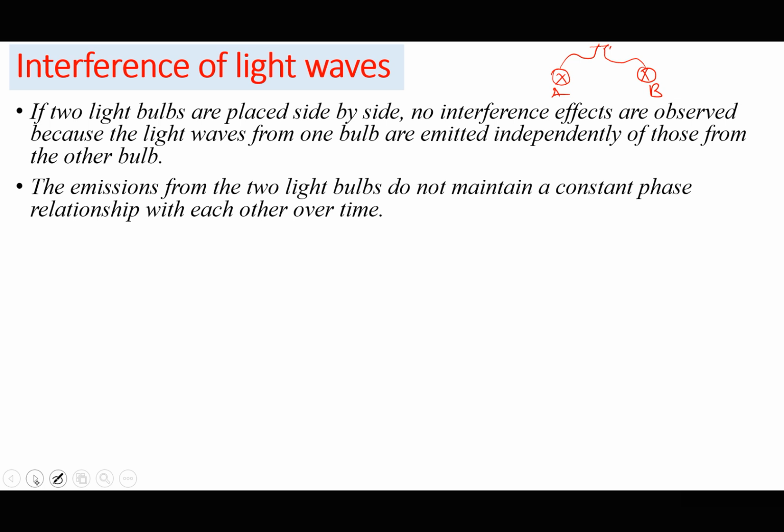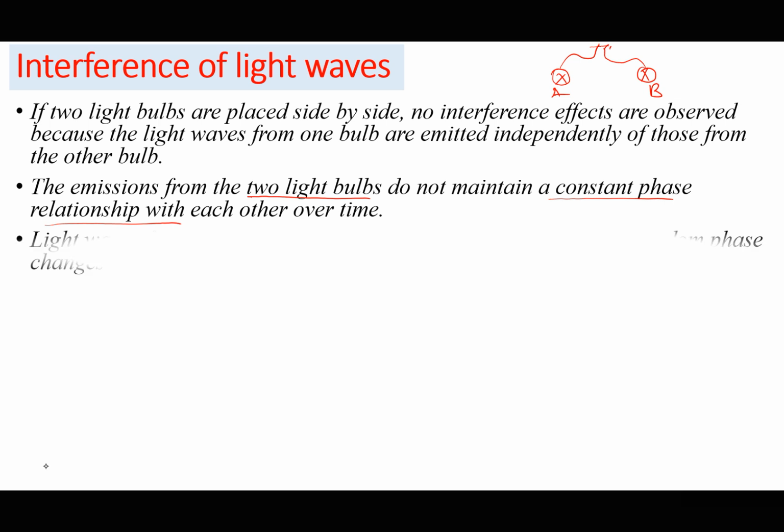So the emission from the two light bulbs does not maintain a constant phase relationship with each other over time. The reason we don't see interference patterns, that is, regions of dark and bright, or maximum and minimum, or constructive and destructive interference, with the light coming from two bulbs, is simply because the bulbs do not maintain a constant phase relationship between them. The phase relationship between two independent light bulbs will always change abruptly, irrespective of the other bulb.